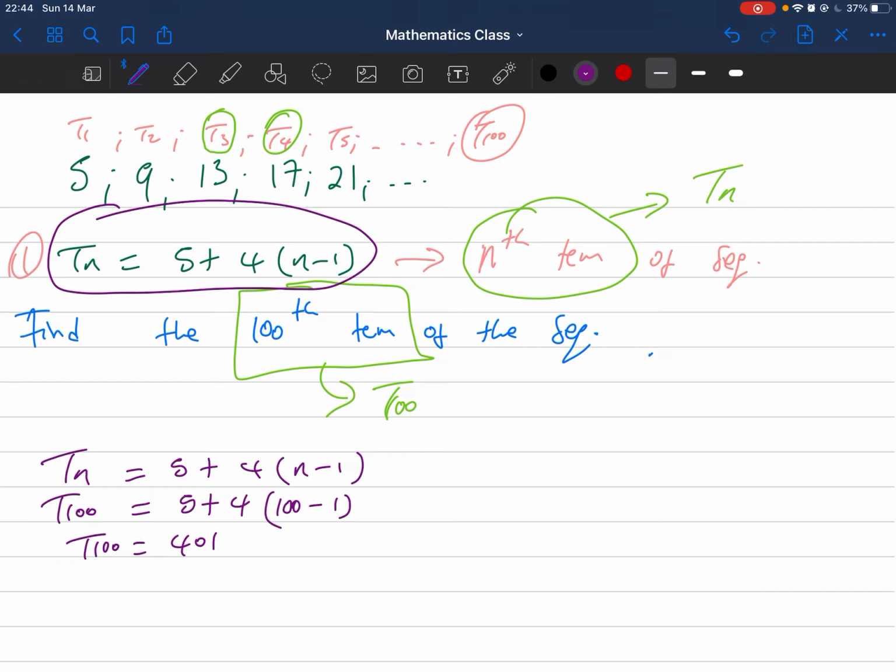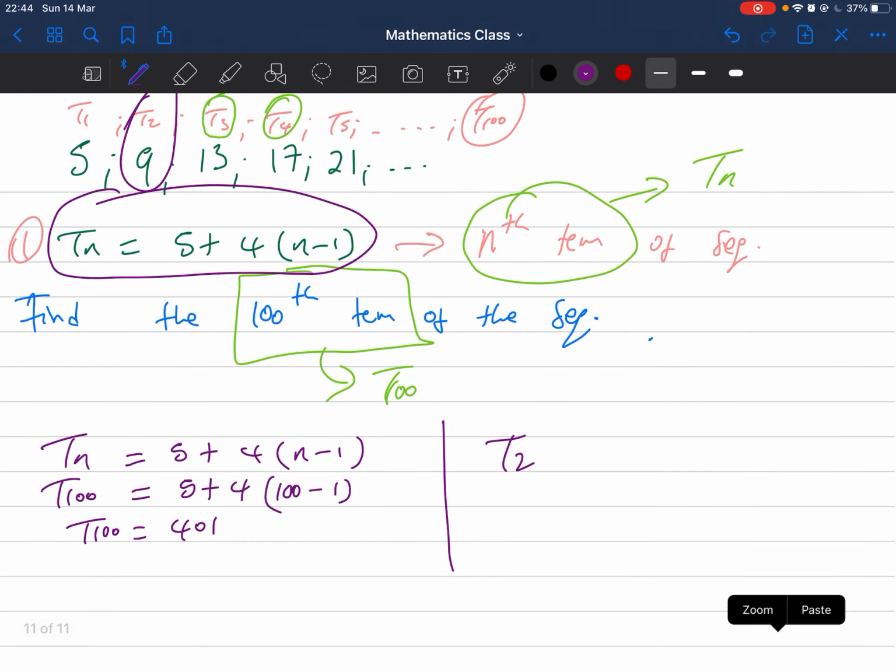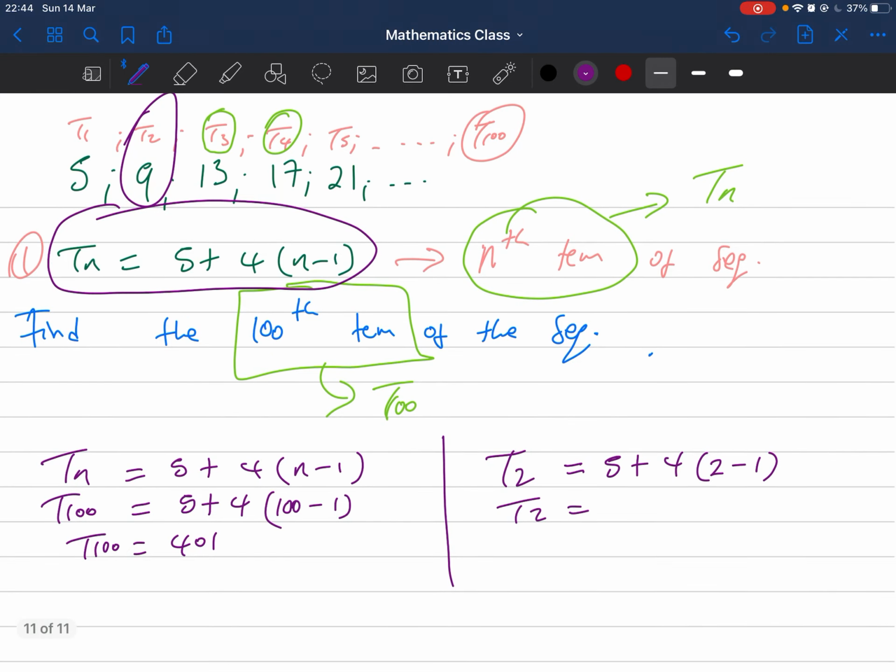You can literally calculate any term. We can even try to calculate T2. We already know that the second term of the sequence is 9. But to prove that, where there's n, you put 2, for the second term of the sequence. So 5 plus 4 times 2 minus 1. You can punch it in a calculator or do it by hand, and you see your answer is 9. Using the nth term of the sequence, you can actually find that 9. So this is the easiest way of finding any term.